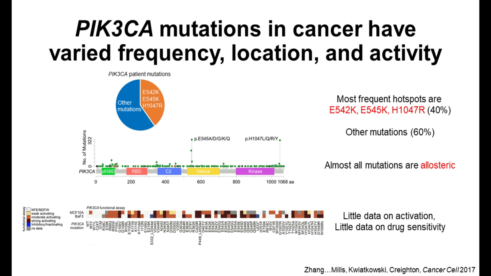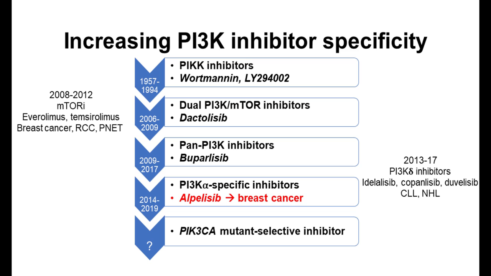Finally, as shown in the graph on the bottom, we have some data on activation, the activation capacity of these different mutations as measured by cell growth in a variety of non-transformed or non-cancer cell lines. But we have very little data on drug sensitivity. That is, do these mutations actually predict for drug sensitivity or drug resistance, apart from the most frequent hotspots that are shown in red.